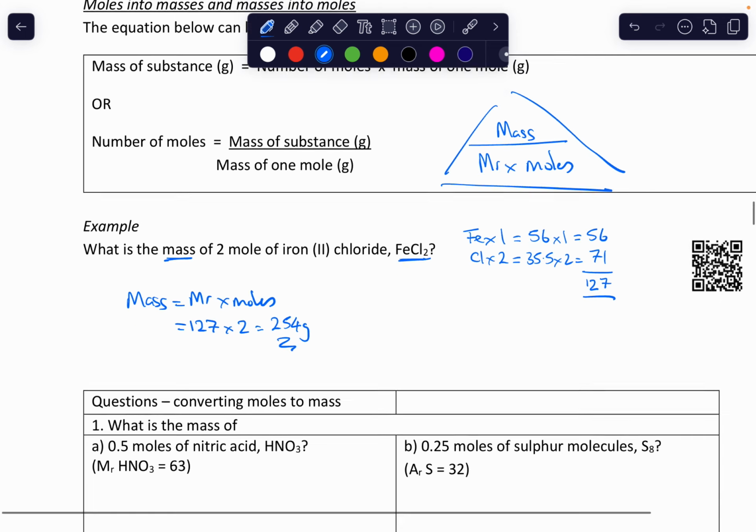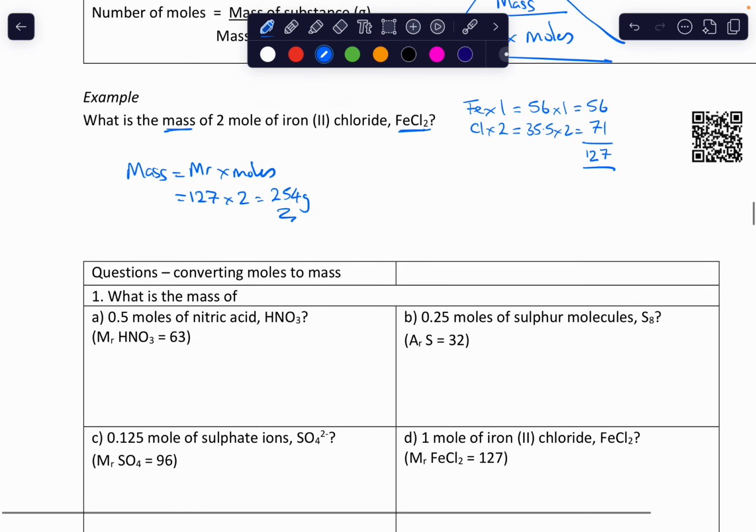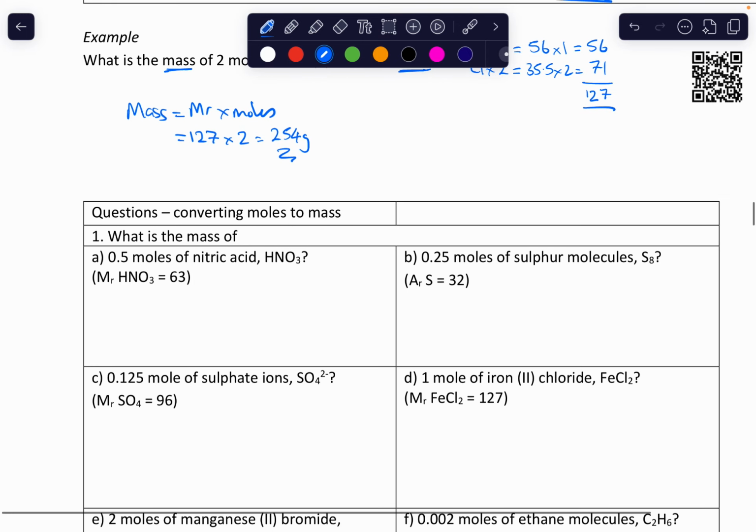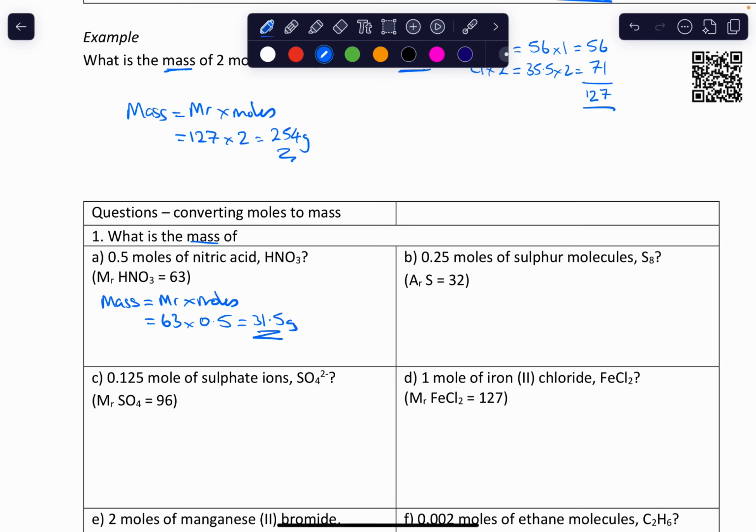I'll just do one of the examples with you as well. So here again, we've been asked to find the mass. So use that equation, that triangle. Mass is equal to the Mr times moles. Now in this example, they're actually telling me what the Mr is. The Mr is 63. So here we have got 63 times by the moles, which is 0.5, and that's going to be 31.5 grams as a final answer.